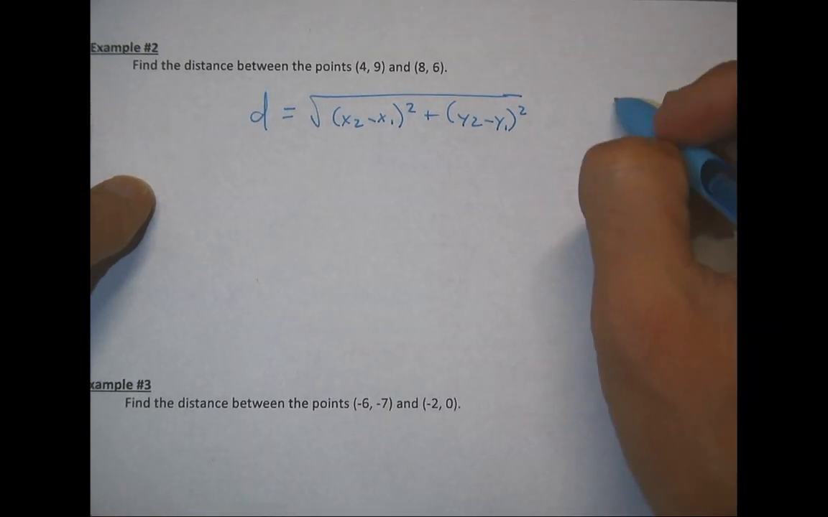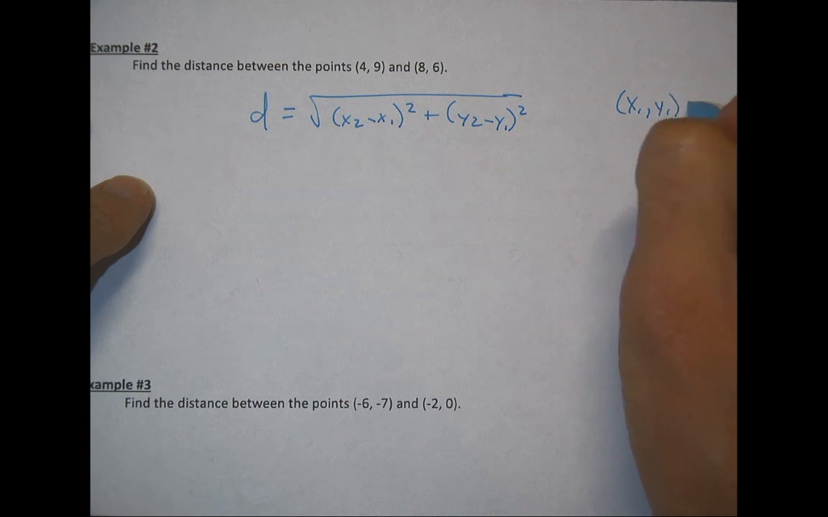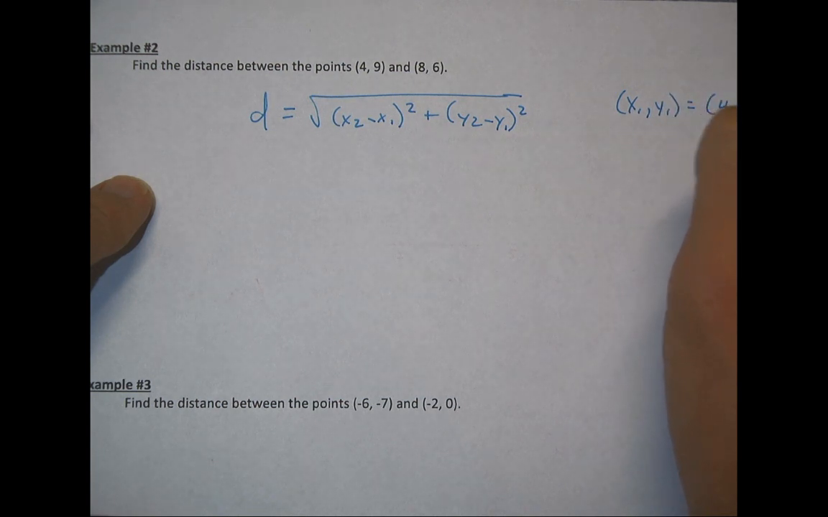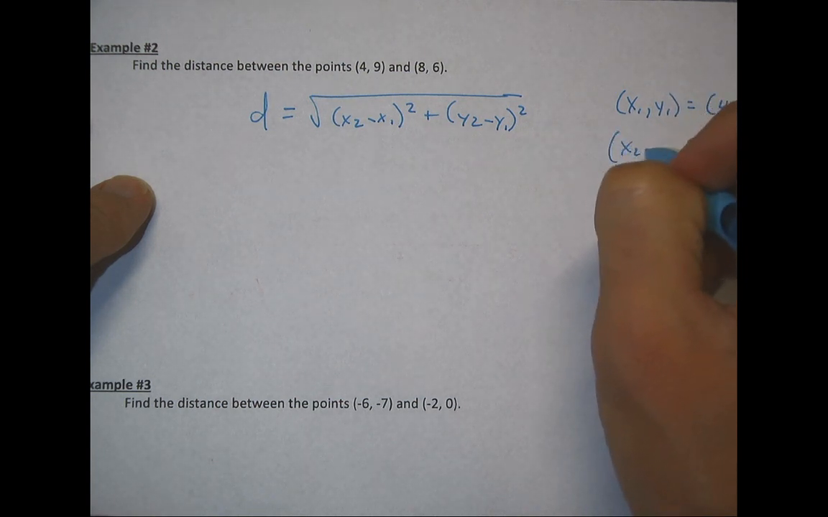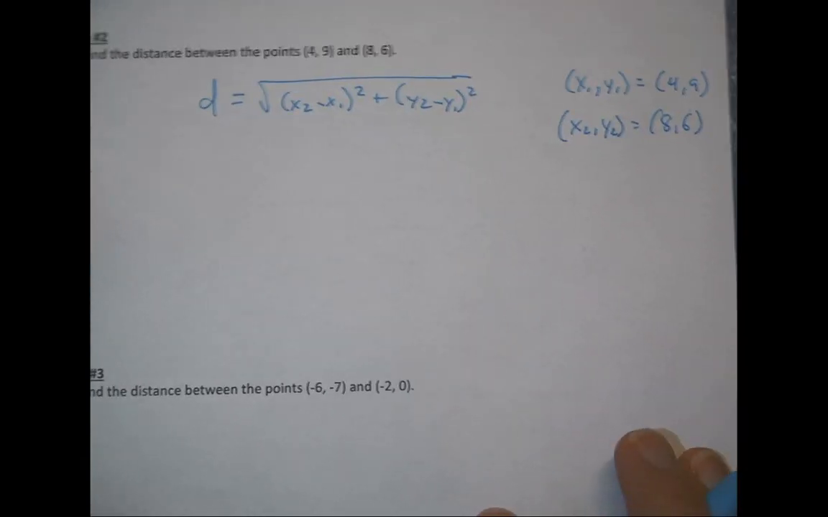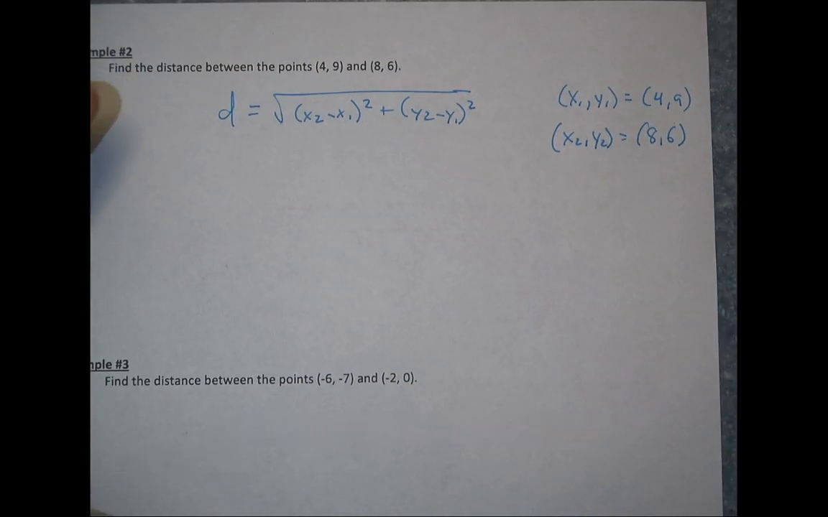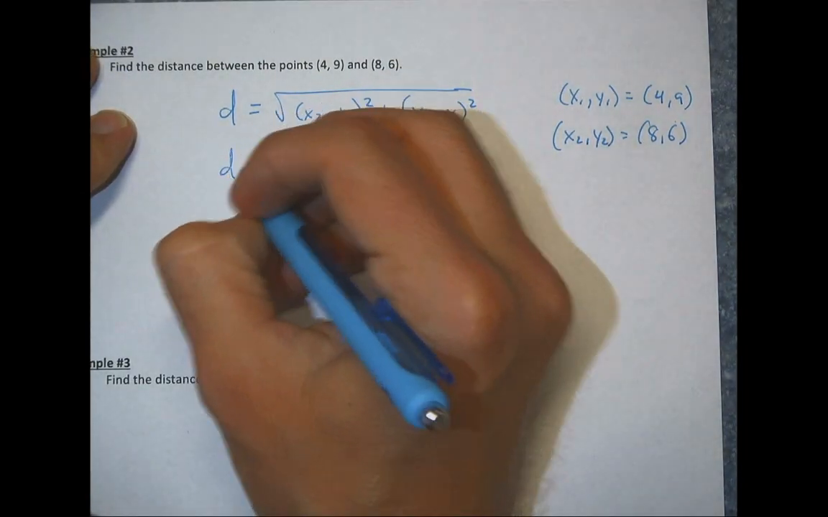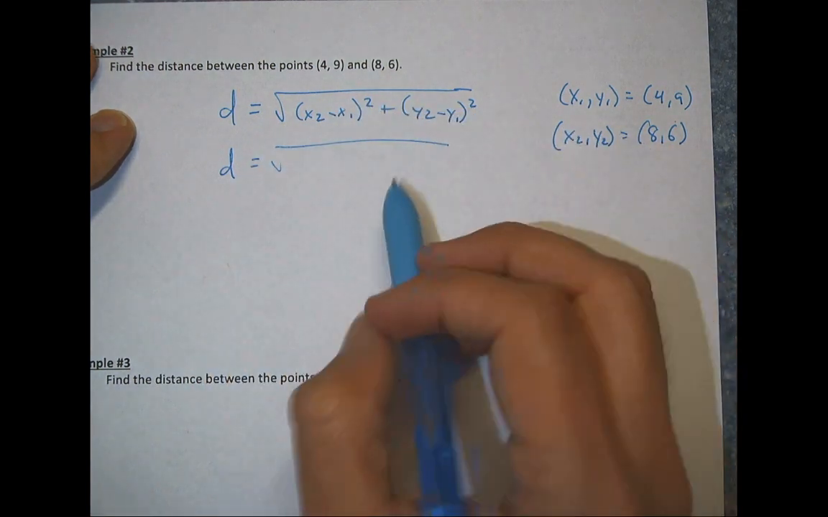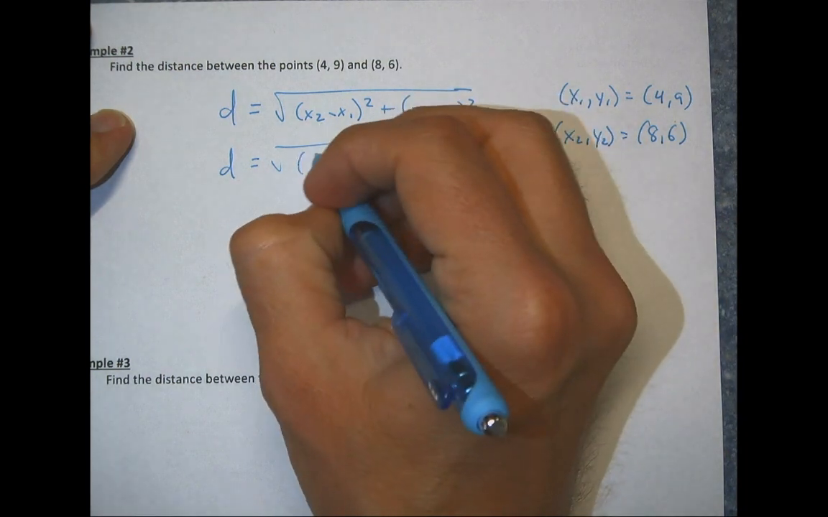Now for this one, again, I'm going to go ahead and define my x1 comma y1, and I'm going to call that 4 and 9. And my x2 comma y2, I'm going to call 8 and 6. You don't have to do that every single time. Okay, so x2 minus x1, I'm doing 8 minus 4.